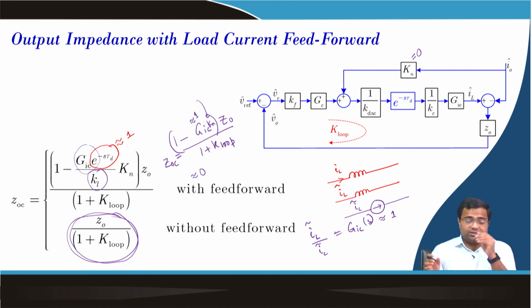your closed loop output impedance will become nearly 0 with load current feed forward. We will be taking experimental case studies to show the impact on the undershoot and overshoot of the output voltage when there is a load step transient, because this will make the output impedance almost 0. So, it will be somewhat closer to an ideal voltage source.